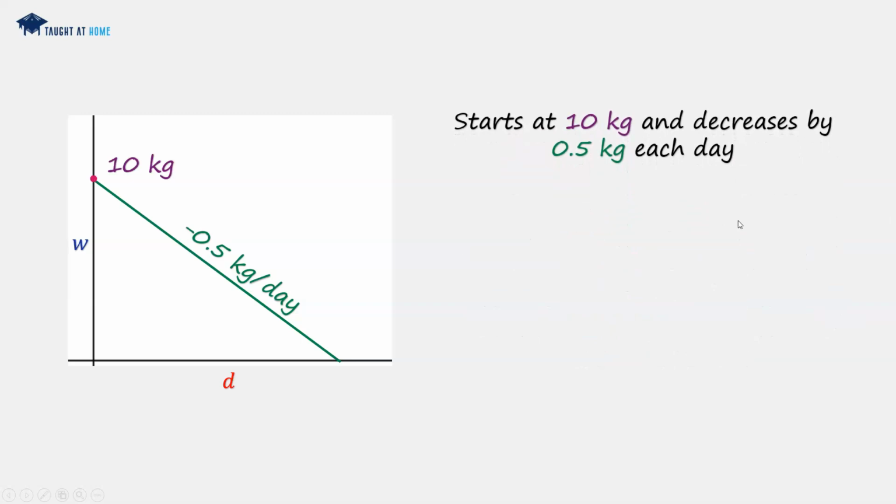Okay, so let's find an equation that relates the weight of the food to the number of days. Well, we know we're going to be using y equals mx plus c for this, but y is W and x is D in this case, so we have to make sure that we've got those right. And what we have to do is find m and find c.